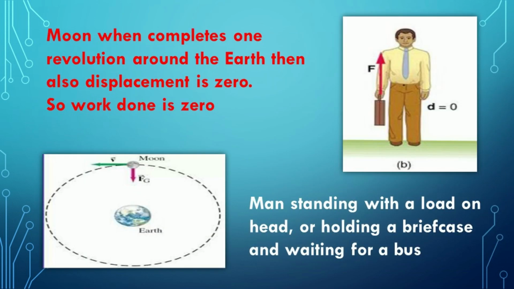When the Moon completes one revolution around the earth, then also displacement is zero. So in that case also, children, the work done is zero. A man standing with a load on his head or holding a briefcase, you can see in the figure, and waiting for the bus also has zero work done.